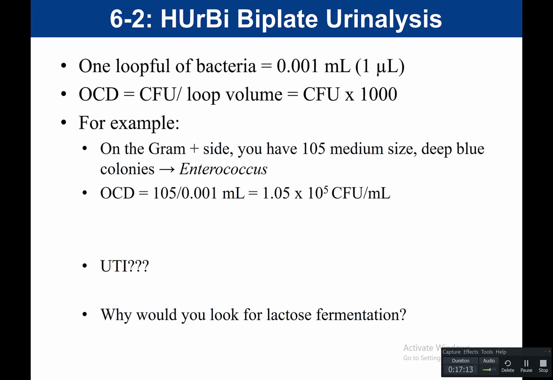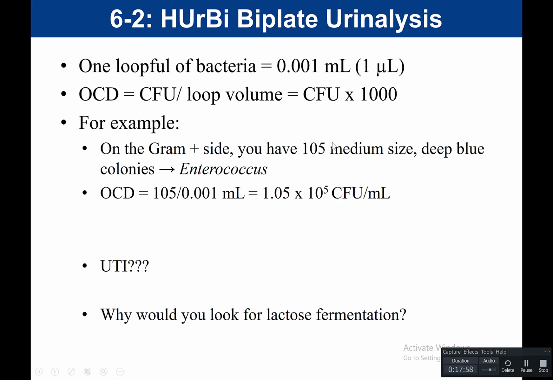So on your Kirby biplate, you should be able to calculate your original cell density. And so your original cell density is going to be your colony forming units, right? Your number of colonies of one type on that plate divided by your loop volume, which is the same as saying CFUs times 1,000. So this would be your calculation. And you would want to be able to calculate your original cell density. And then based on this calculation, you would want to identify whether or not the patient has a urinary tract infection, right?